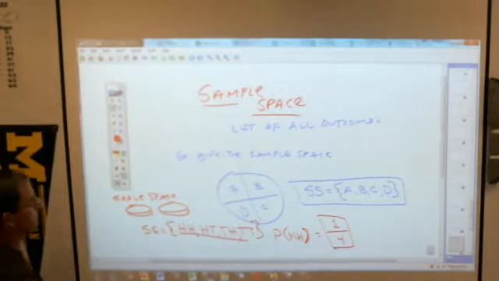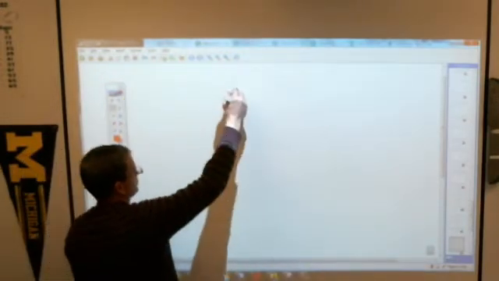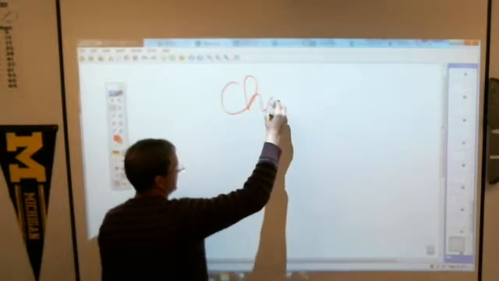Good. Blank piece of paper. Write the word chance on it.